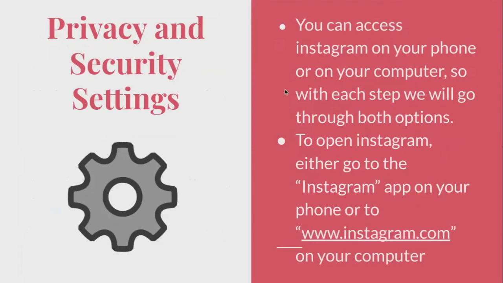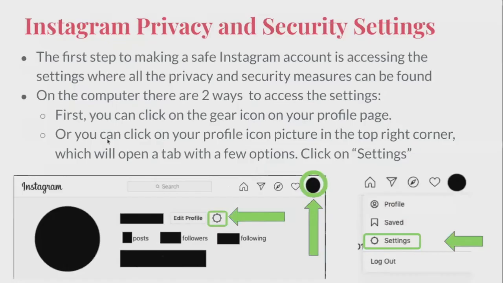Privacy and security settings. You can access Instagram on your phone or on your computer. So with each step, we will go through bottom options. I'm sorry, this is the privacy and security settings. The first step to making a safe Instagram account is accessing the settings where all the privacy and security measures can be found. So when you go to Instagram, you will click on this little one that looks like a wheel. On the computer, there are two ways to access the settings.